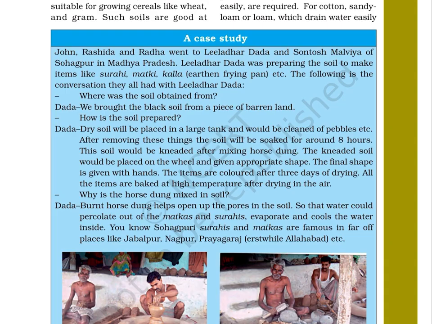Dada replied, dry soil will be placed in a large tank and would be cleaned of pebbles, etc. After removing these things, the soil will be soaked for around 8 hours. This soil would be kneaded after mixing horse dung. The kneaded soil would be placed on the wheel and given appropriate shape. The final shape is given with hands. The items are colored after 3 days of drying. All the items are baked at high temperature after drying in the air.